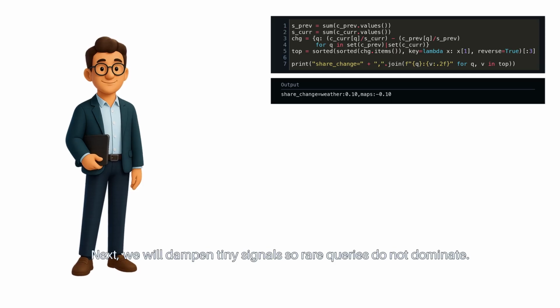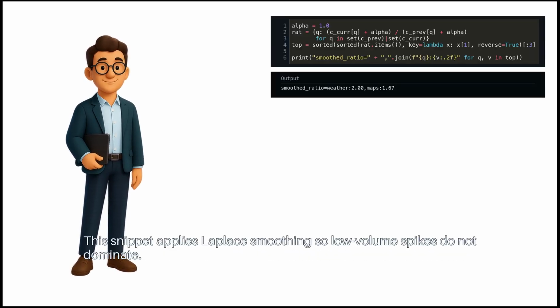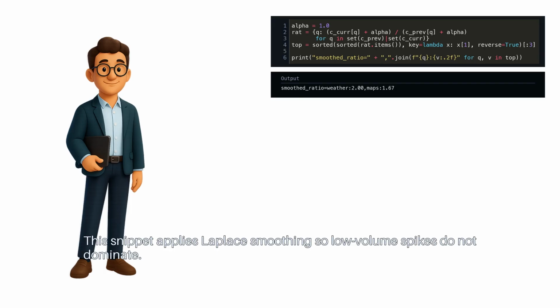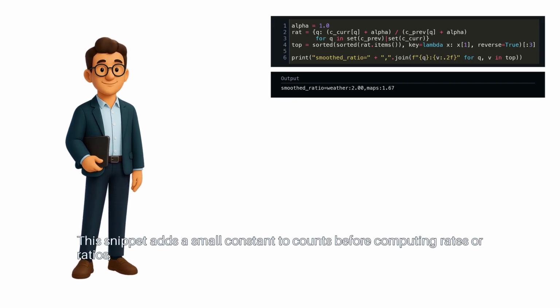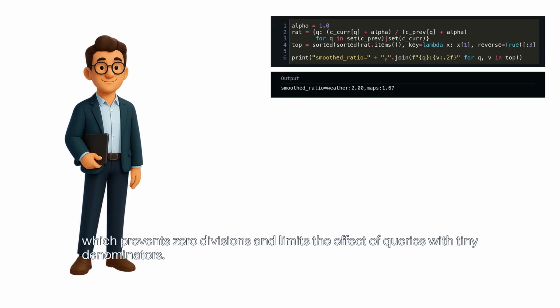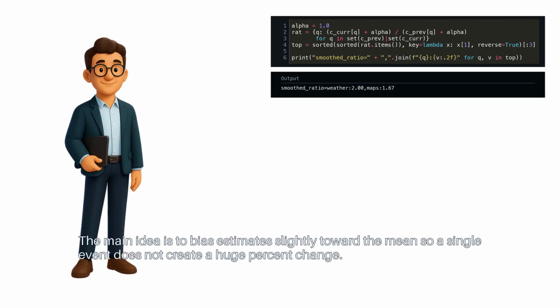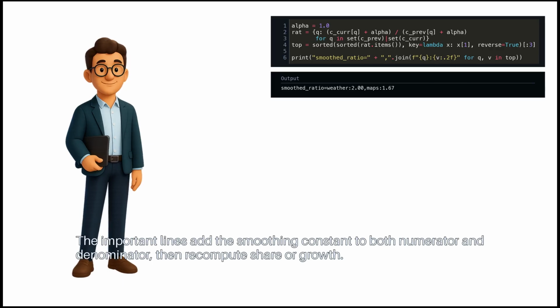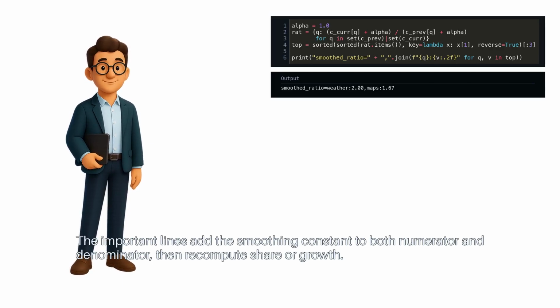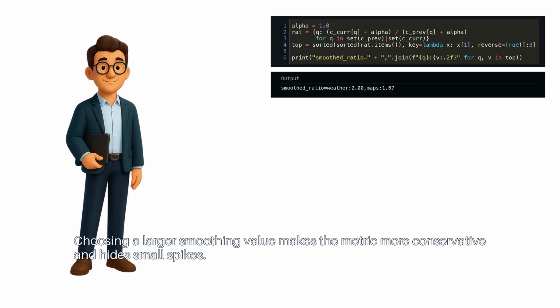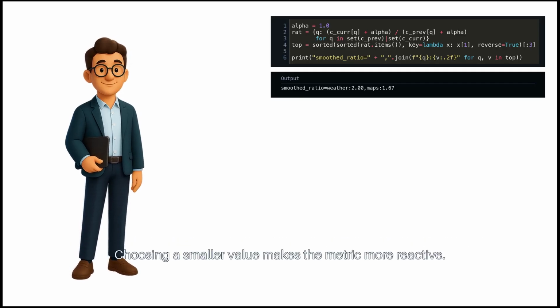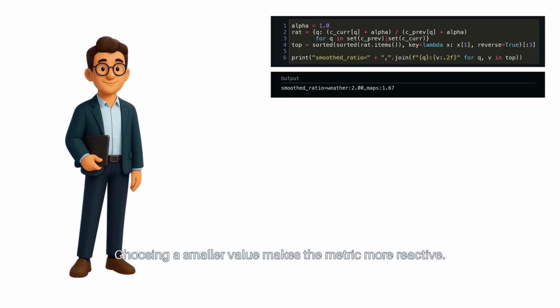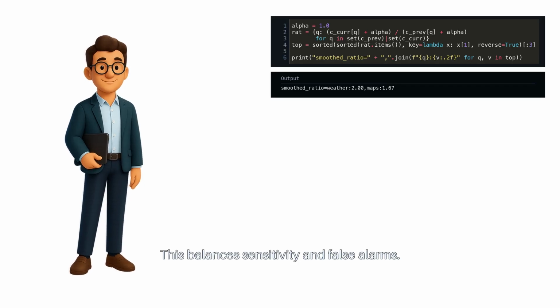Next, we will dampen tiny signals so rare queries do not dominate. This snippet applies Laplace smoothing so low-volume spikes do not dominate. It adds a small constant to counts before computing rates or ratios, which prevents zero divisions and limits the effect of queries with tiny denominators. The main idea is to bias estimates slightly toward the mean, so a single event does not create a huge percent change. The important lines add the smoothing constant to both numerator and denominator. Then recompute share or growth. Choosing a larger smoothing value makes the metric more conservative and hides small spikes. Choosing a smaller value makes the metric more reactive. This balances sensitivity and false alarms.